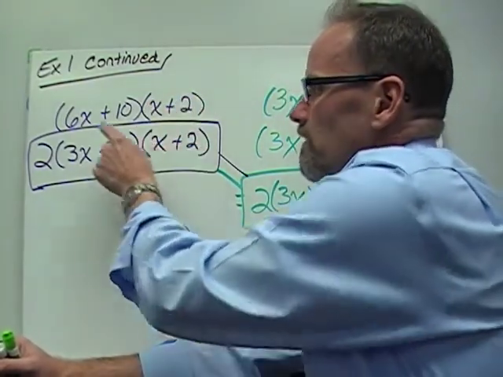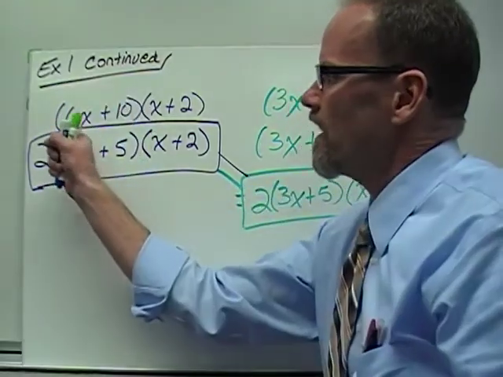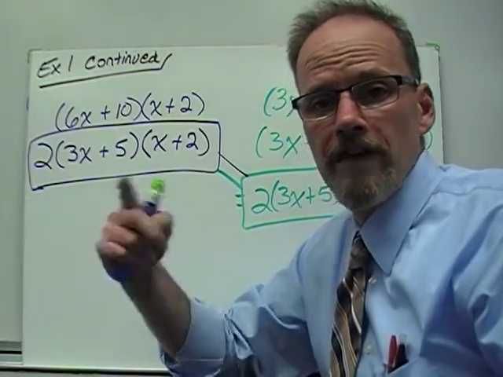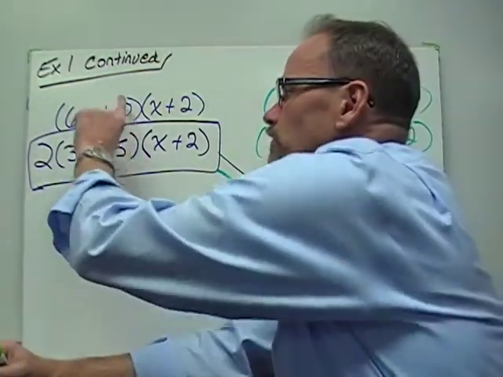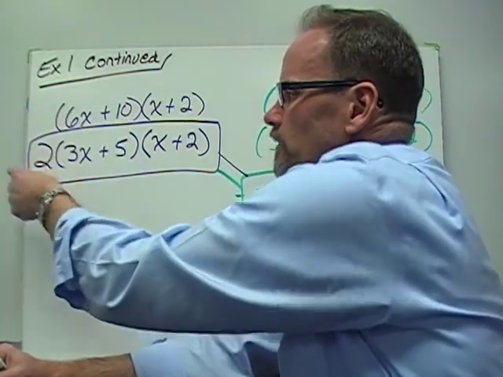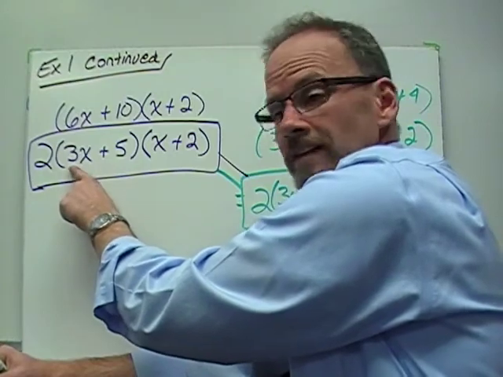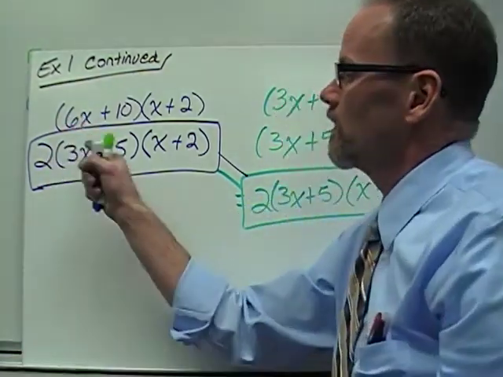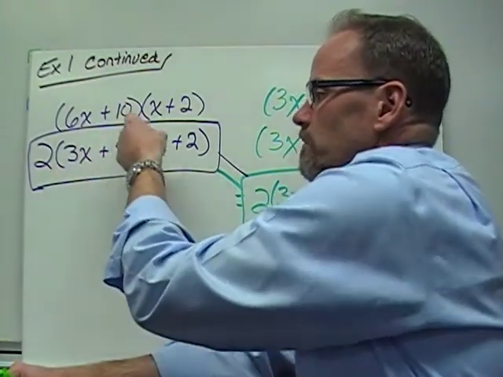I can just bring it down. Can I factor anything out of here still? I have a 6 and a 10, and I know that 2 is a factor of both of those, which means a 2 has to come out. I pull a 2 out from both of these. So I write my 2, 2 times what gives me 6? 2 times 3x gives me 6x. 2 times what gives me the 10? 2 times 5 gives me the 10.